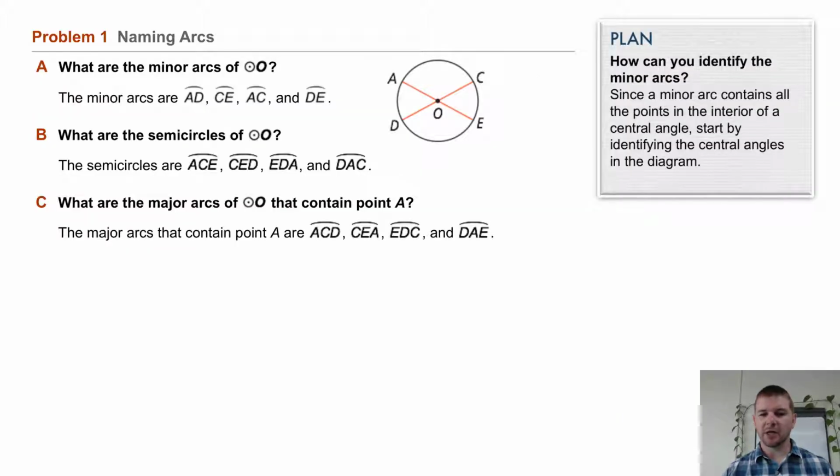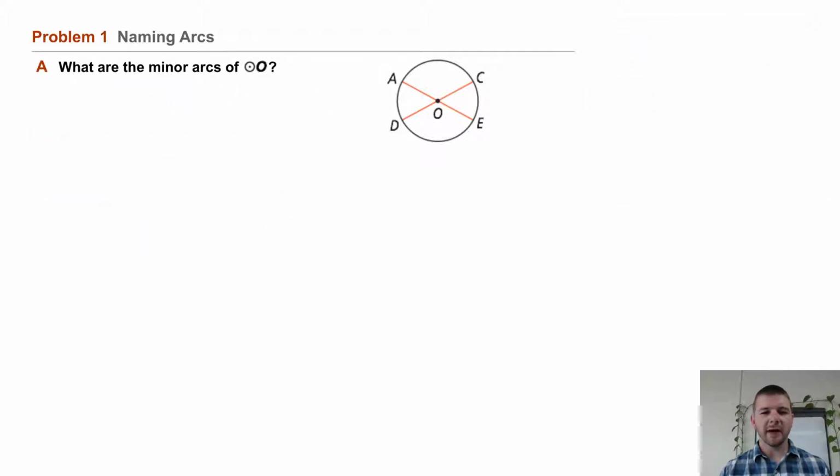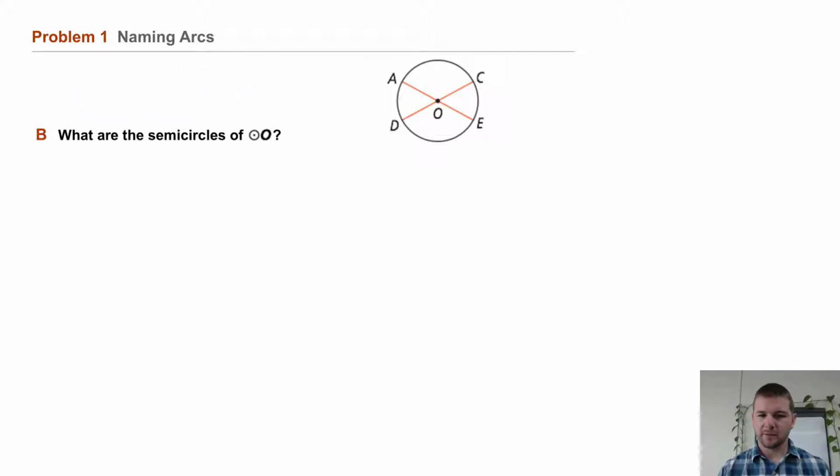Problem 1. Naming arcs. Part A. What are the minor arcs of circle O? Well, consider the diagram. The minor arcs are arc AD, arc CE, arc AC, and arc DE. Part B. What are the semicircles of circle O? The semicircles of circle O are arc ACE, arc CED, arc EDA, and arc DAC.